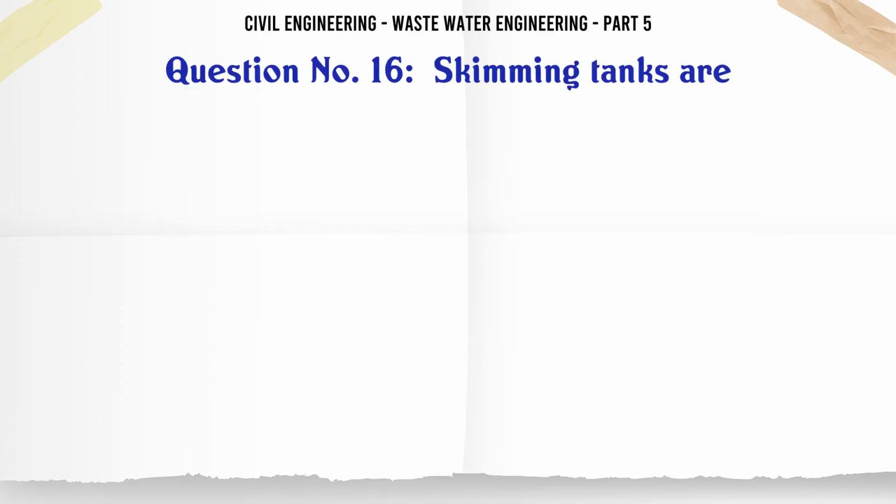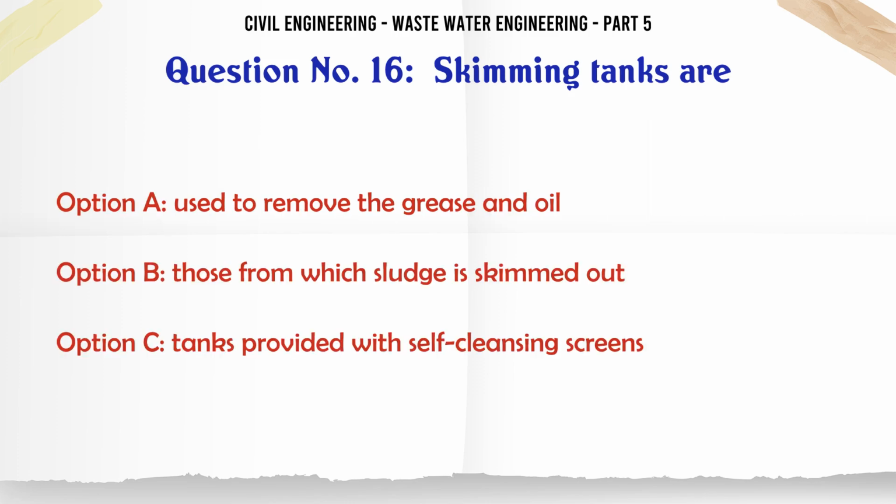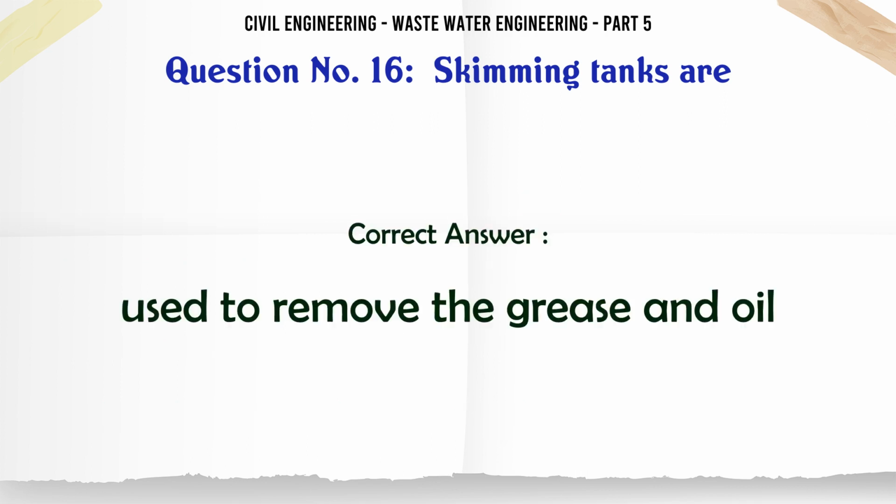Skimming tanks are: A. Used to remove the grease and oil, B. Those from which sludge is skimmed out, C. Tanks provided with self-cleansing screens, D. Improved version of grit chambers. The correct answer is used to remove the grease and oil.